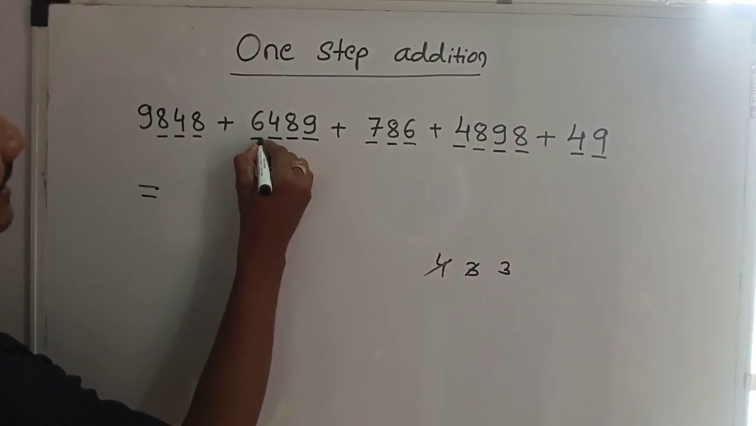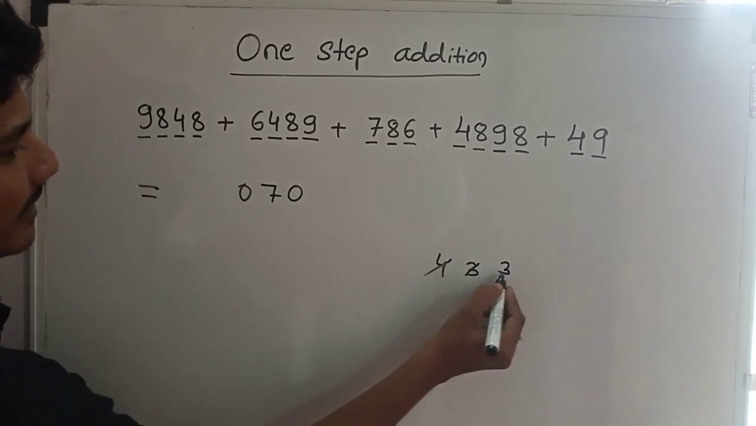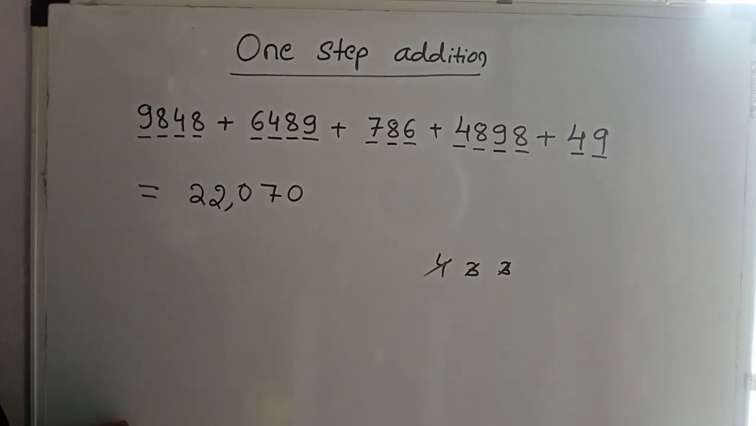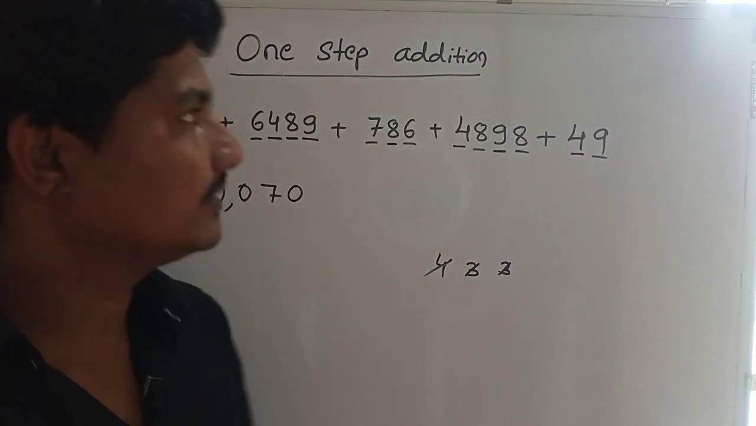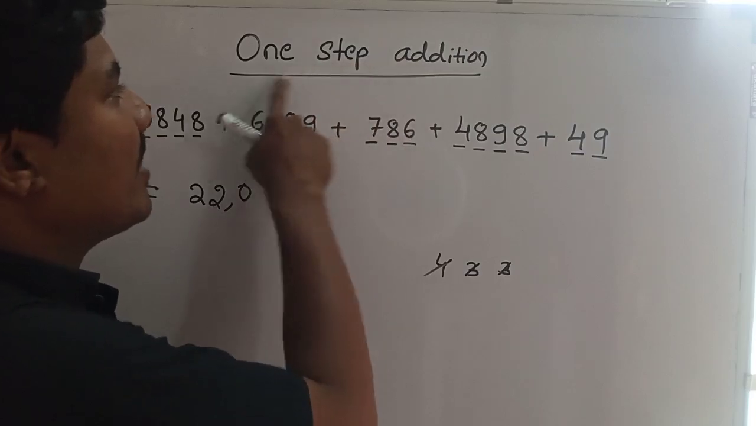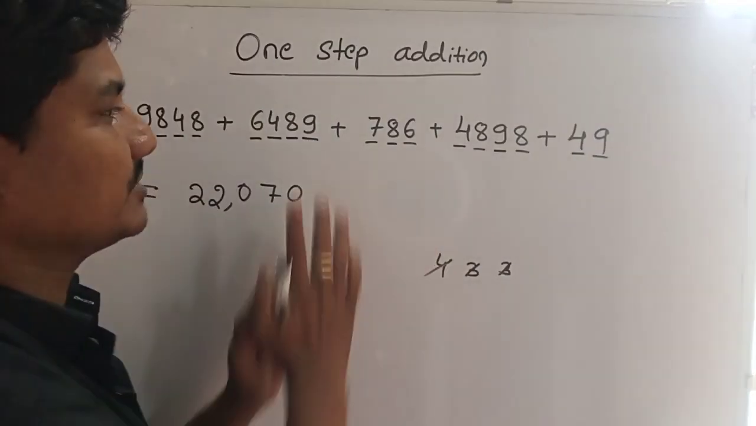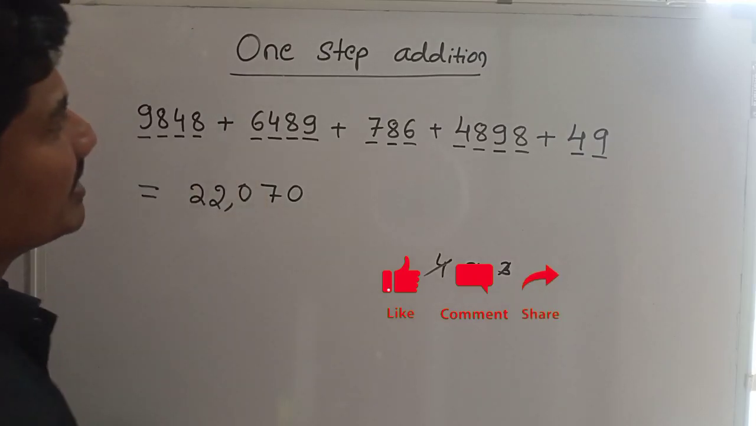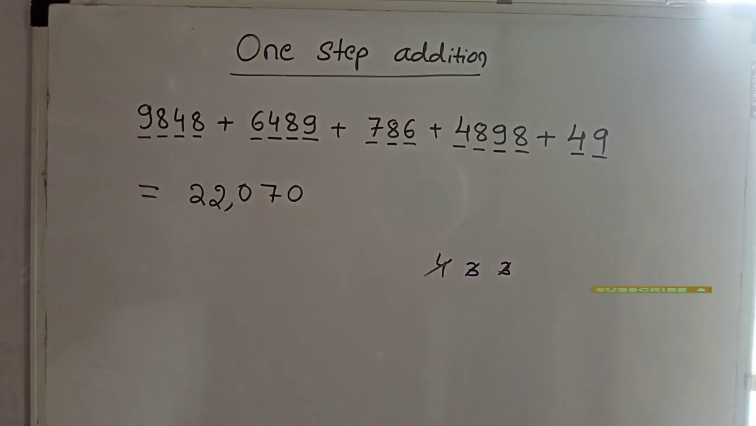4 plus 6 10, 10 plus 9 19, 19 plus 3 22, 22,070 is the answer. This is how we can add the numbers in one step. This we call as one step addition. You can add any type of numbers by using this one step addition.